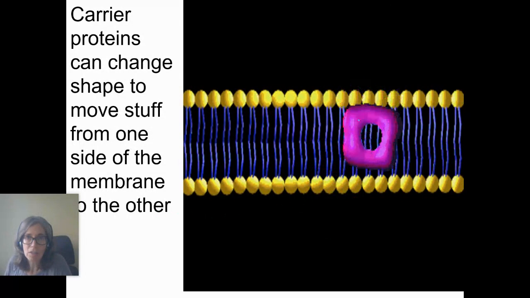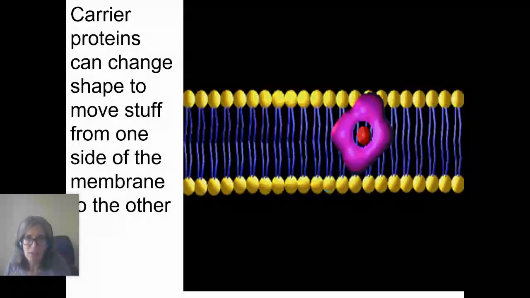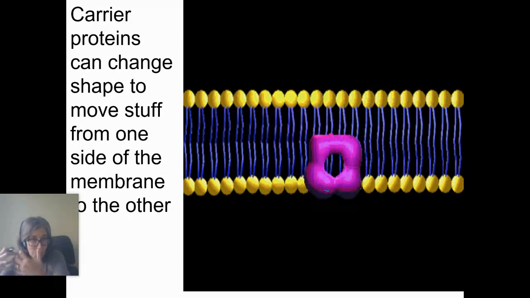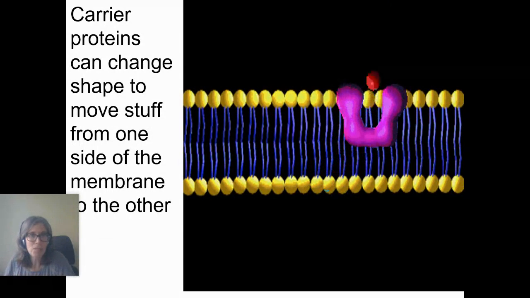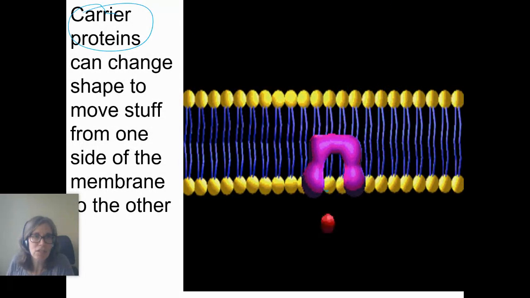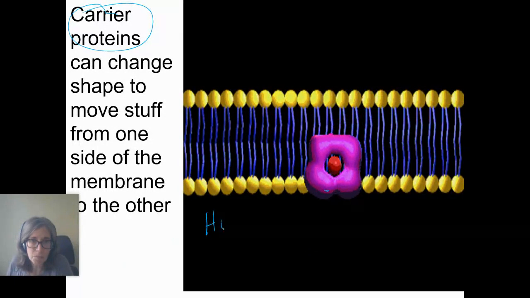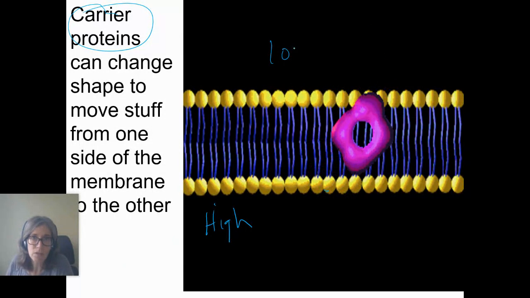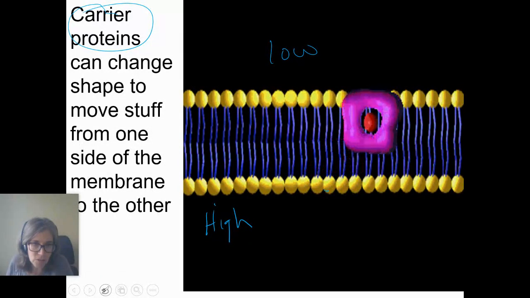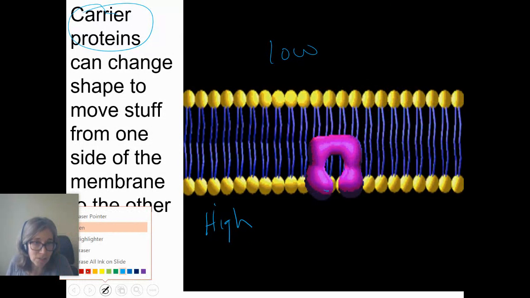Okay, carrier proteins can change shape to move stuff from one side of the membrane to another. So maybe there's a little hydrophilic part here that then closes off when it goes back together, right? So it can move through the lipids. But anyway, a carrier protein is going to change shape. If this is facilitated diffusion, it's still moving stuff from a high concentration to a low concentration. It still doesn't take energy to do this. The protein just has different states that it can be in.